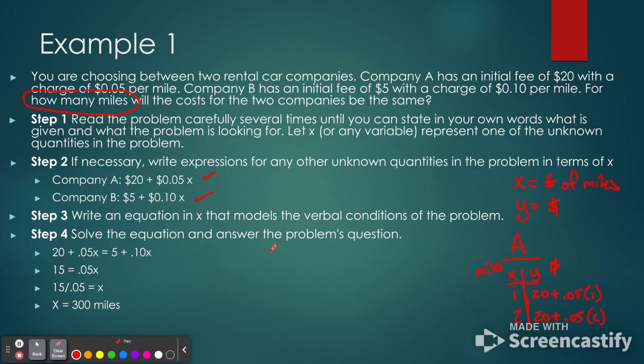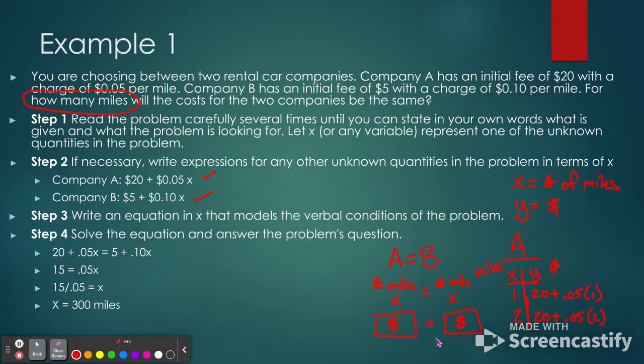All right, and so now we have our equation. In step 3, our equation is nothing more than putting the 2 expressions together. How do we know that we're setting them equal to each other? Remember, we're trying to find the scenario where company A is equal to company B. So we're looking for the number of miles, that's our X, where their dollar amounts will be exactly the same. That's what we're trying to come to.